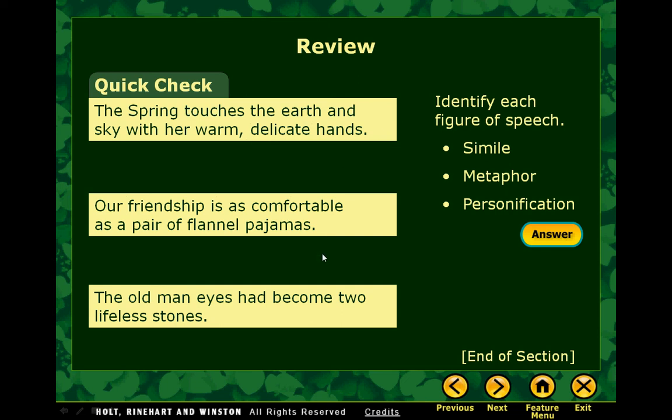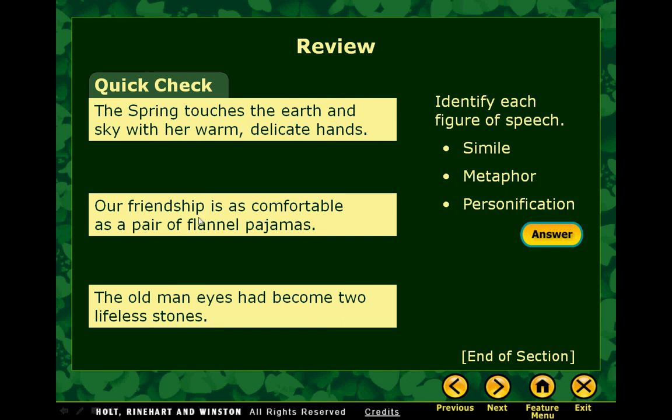And now let's see these three sentences. We want to identify them as similes, metaphors, or personifications. The spring touched the earth and the sky with her warm, delicate hands. The spring touches the earth. Touches the earth here is simile, metaphor, or personification? It's definitely a personification. Excellent. Because the spring is not human, and we said something that only humans can do.